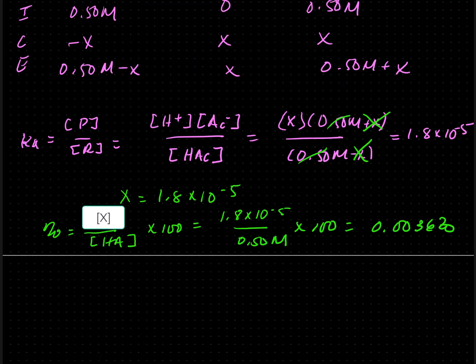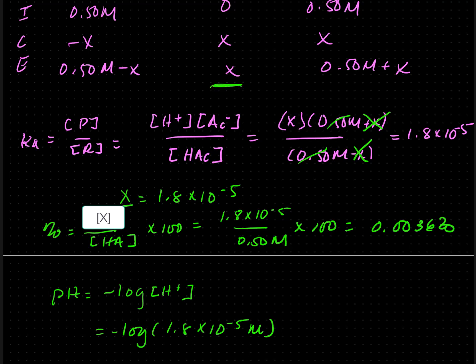Now we have to calculate the pH. pH is equal to negative log of H plus ion. This is negative log of 1.8 times 10 to the negative fifth molar, because x is equal to the equilibrium concentration of H plus here. So this becomes 4.7447. Sig figs, there are 2, so I need 2 in my answer, so it's right here: 4.74. Sig figs for pH start after the decimal.